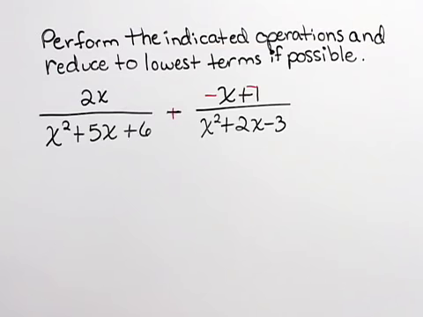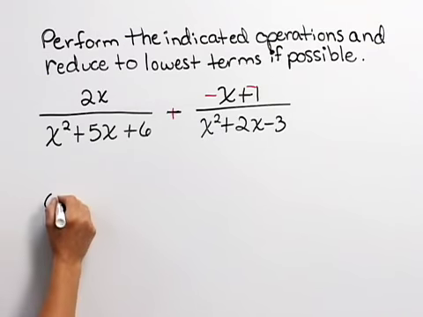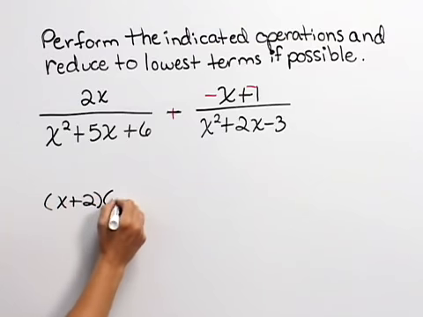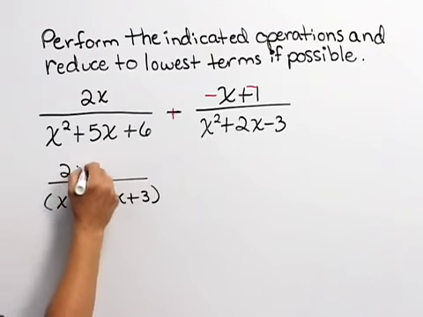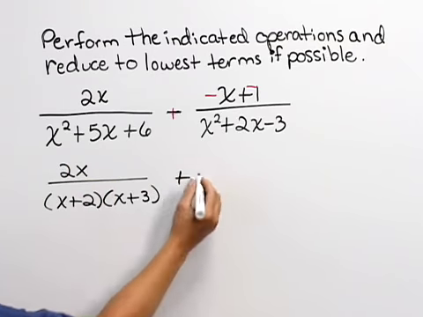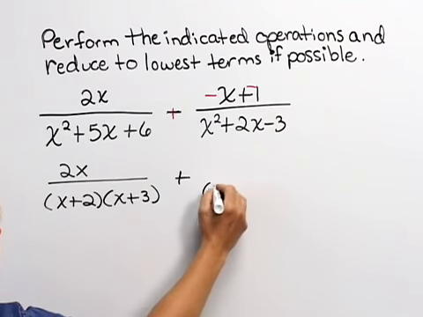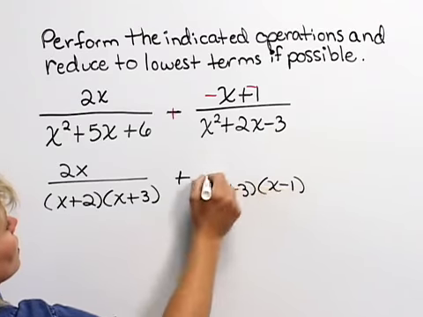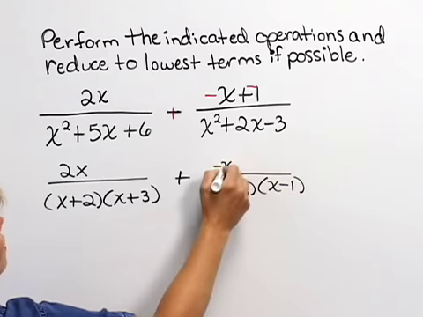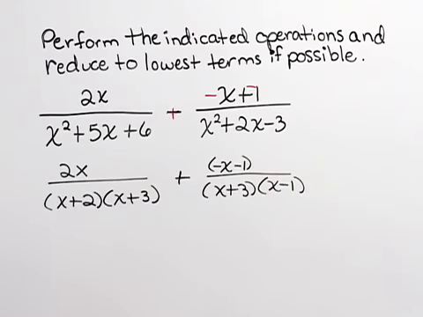Now, we need to figure out what the common denominator is. To do that, we need to factor our denominators. This particular denominator here factors into x plus 2 times x plus 3. The numerator right now will stay at a 2x. The second denominator factors into x plus 3 times x minus 1. The numerator of negative x minus 1 we will keep the same for now.